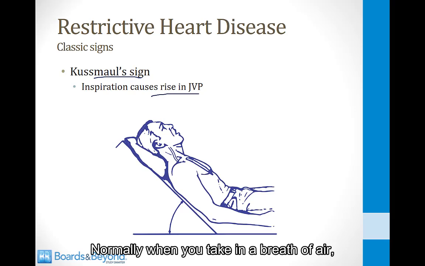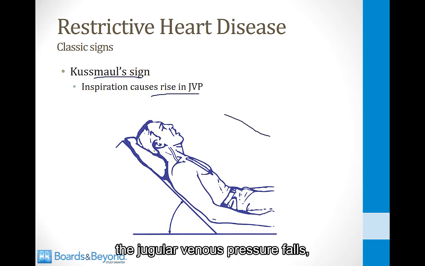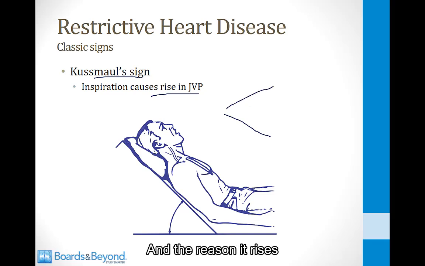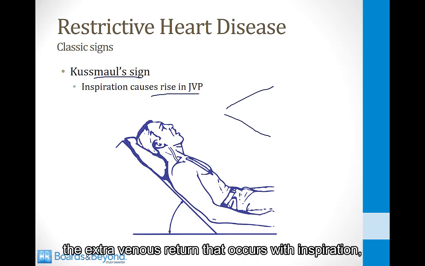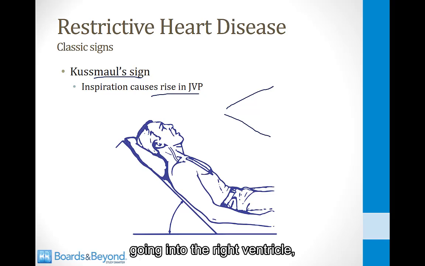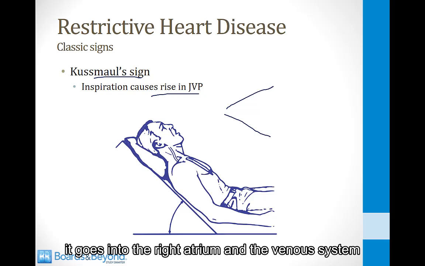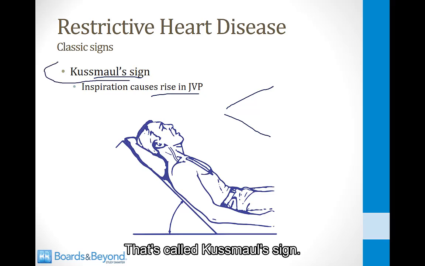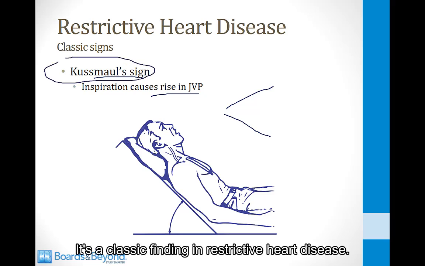Normally, when you take in a breath of air, the jugular venous pressure falls, but what you see in patients with restrictive heart disease is that it rises. The reason it rises is because the ventricle cannot accept the extra venous return that occurs with inspiration, and therefore, instead of more blood volume going into the right ventricle, it goes into the right atrium in the venous system, and the jugular venous pressure rises. That's called Kussmaul's sign. It's a classic finding in restrictive heart disease.